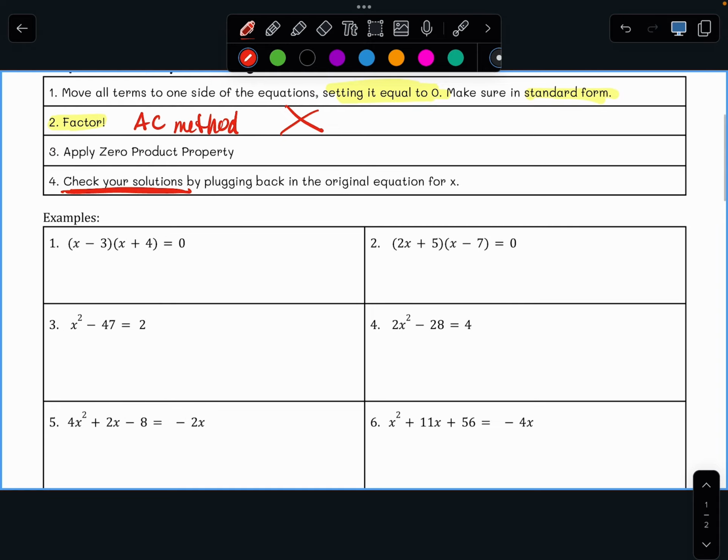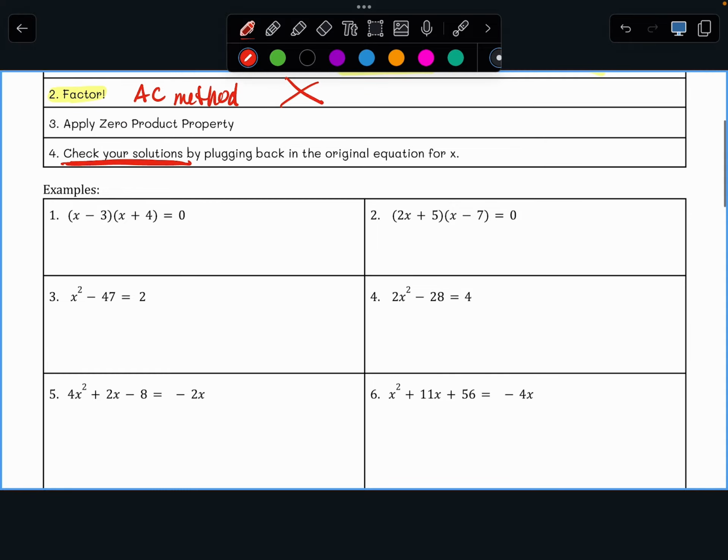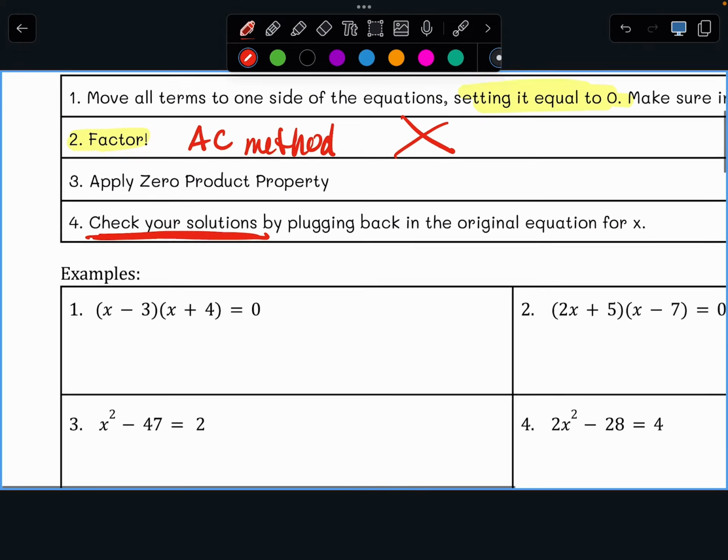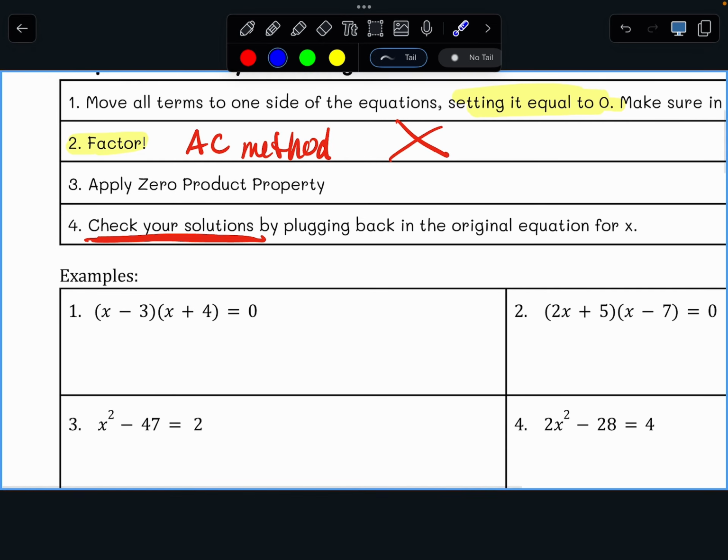So, all right, here is the first question. This one is already factored, so we can skip that step. Everything's on the same side, equal to zero, and it's factored, so I don't have to put it in standard form. So now I need to apply the zero product property.